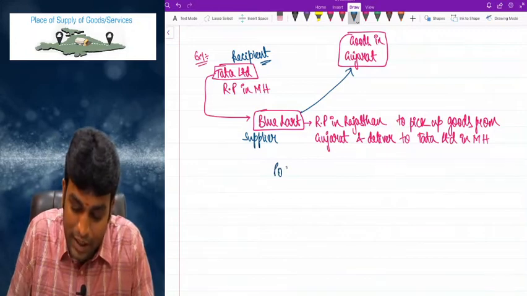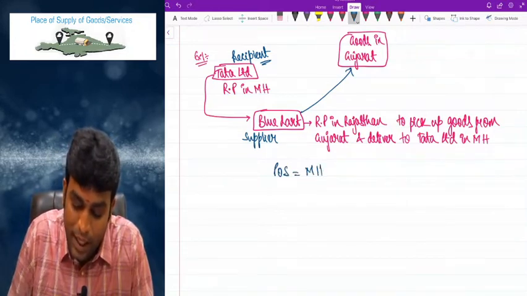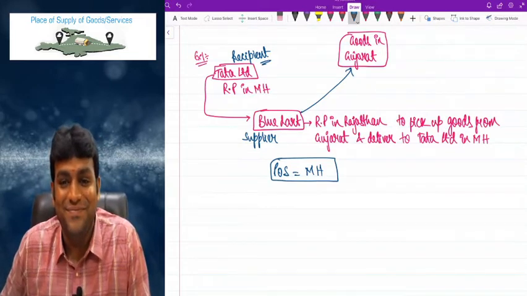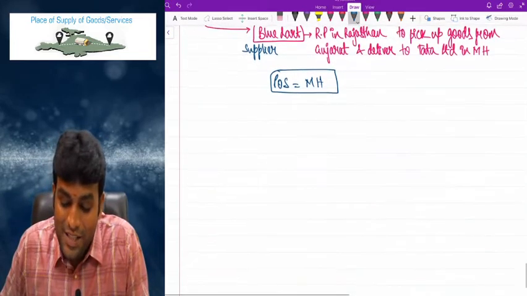So for this particular transaction, friends, place of supply will be Maharashtra, since receiver is a registered person.